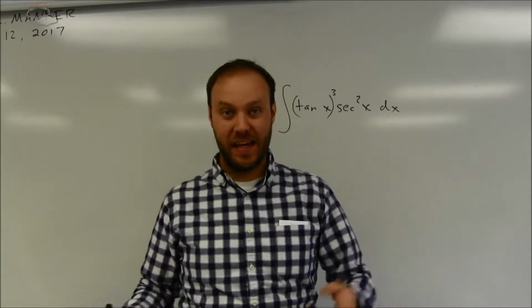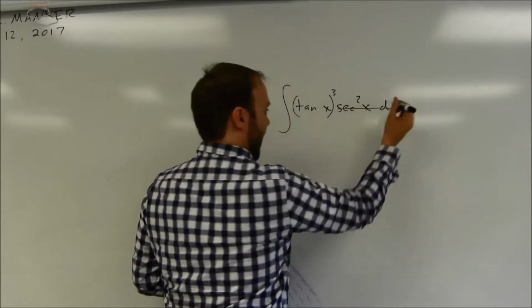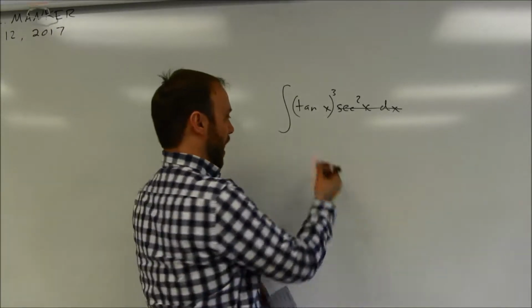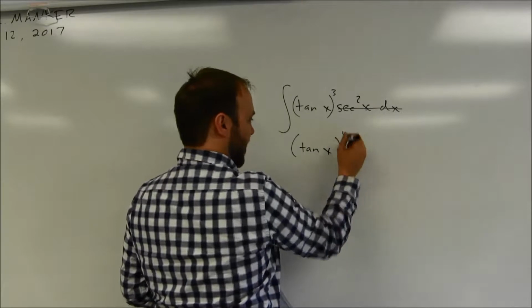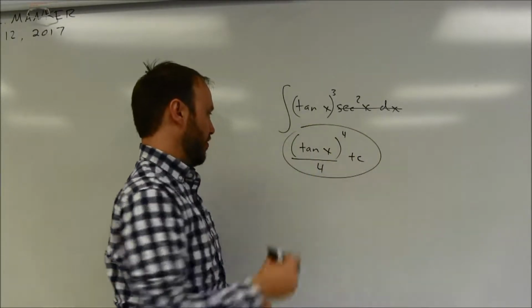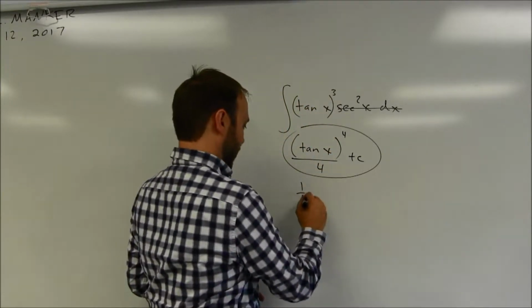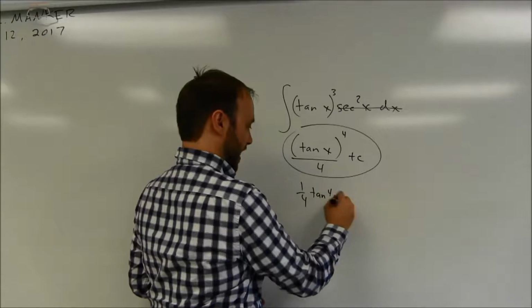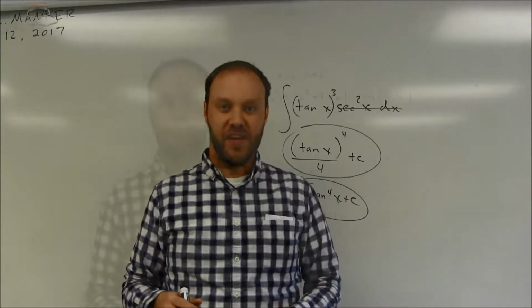I'm basically done. The derivative of the inside function is secant squared of x. That'll go away when I reverse the chain rule. And then I just have to reverse the power rule. So I'm going to raise the power by 1. I'll divide by the new power, and I'll add c, or you could write that as 1/4 quantity tangent of x to the 4th, or you could write that as 1/4 tangent to the 4th of x plus c. But anyway, pretty straightforward as far as integrals go.